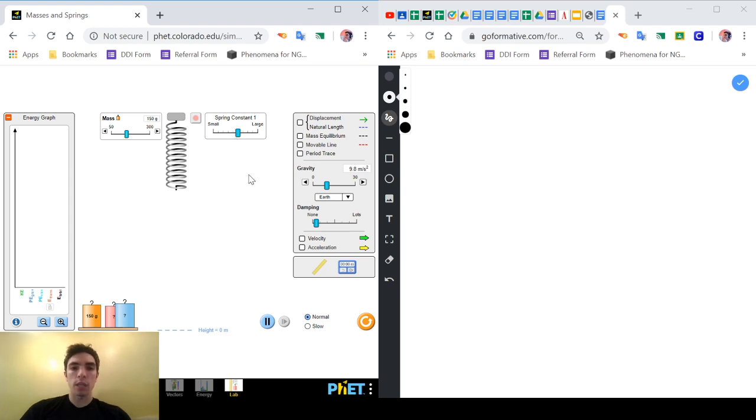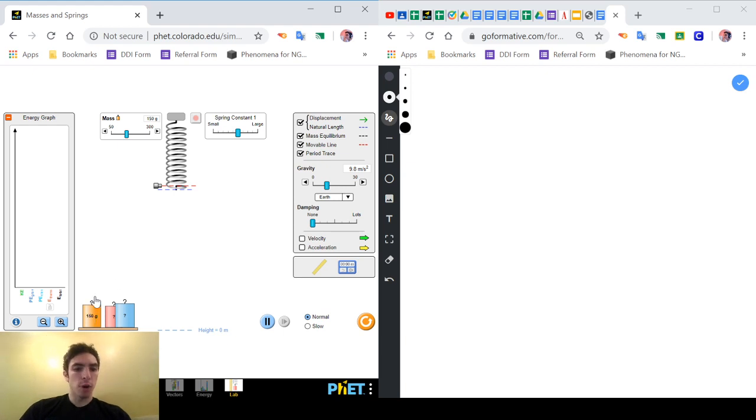Now, a couple things that you do need to click as soon as you come into the simulation. You want to set this damping to none. I'll talk about that probably later in the week, why that's important, and if you want, you can investigate what damping is. But for now, I'm just going to set that to none. I'm going to stay on Earth, and I'm going to click all of these different boxes up here: our displacement, our mass equilibrium, movable line, and period trace.